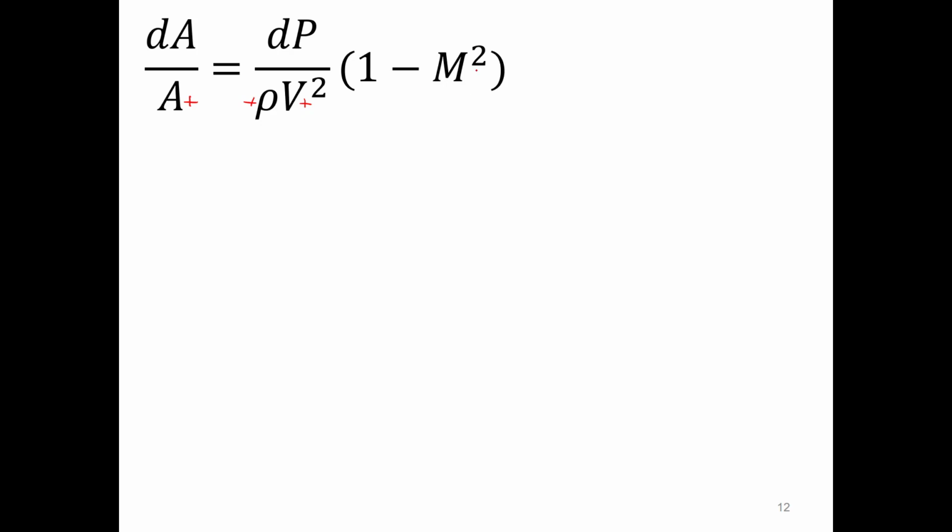Now, what's very interesting here is this Mach number, because it's 1 minus the Mach number squared. So it matters whether our Mach number is greater than or less than 1, and how it affects dP and dA. All right, so let's look first at Mach number less than 1. If Mach number is less than 1, then this parenthesis is going to be a positive value. That means that if dA is a positive change, so going up, there's going to be a positive change in the pressure.